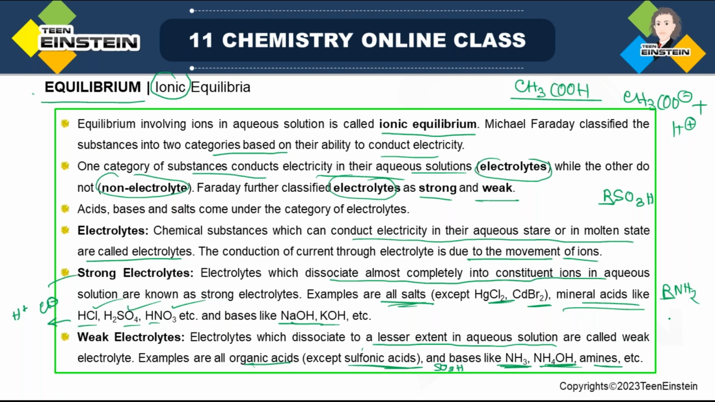R is any alkyl group. Suppose CH3NH2, methylamine, or dimethylamine, that is Me2NH. So these types of amines will also be under the weak electrolyte category. Fine.